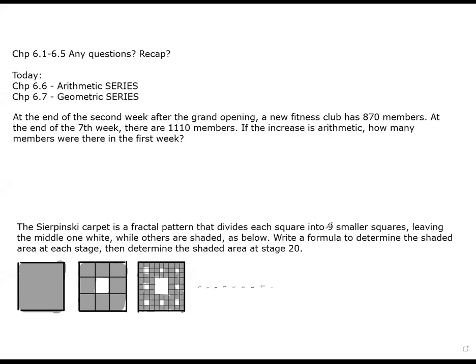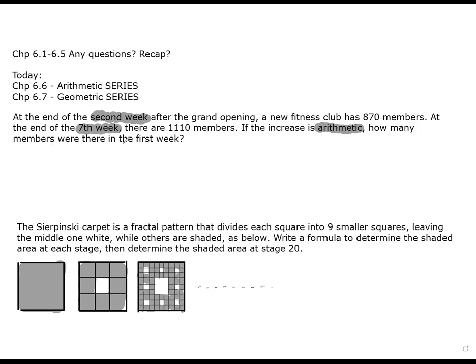The first one is an arithmetic sequence. So take a look at some of the keywords. At the end of the second week from the grand opening, so week 2, a new fitness club has 870 members. At the end of the 7th week, there are 1,110. If the increase, so that should give you a hint that it is not a multiplication, is arithmetic. How many members were there in the first week?